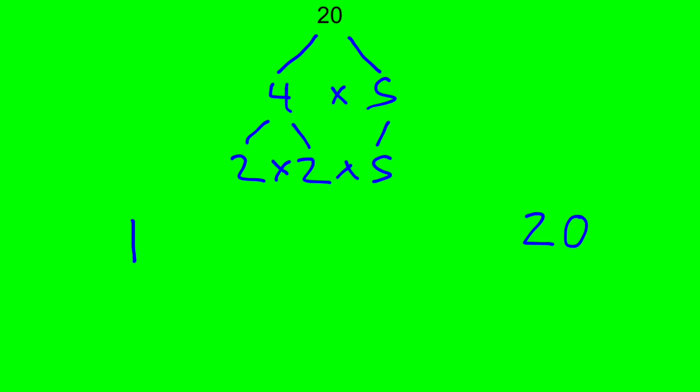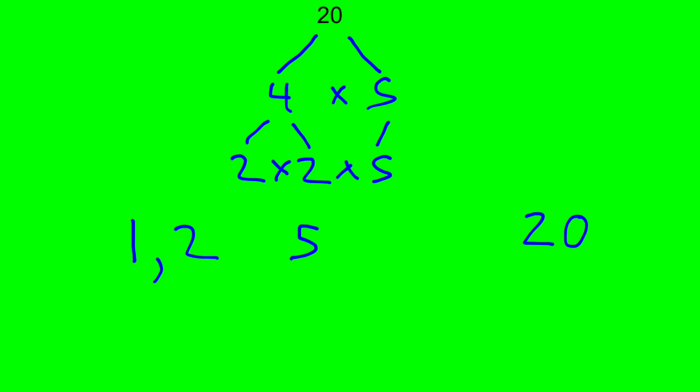Now, let's look at the single factors. There's a single 2, right? There's two 2s, so a single 2 is one of our factors. We have a single 5, so 5 must be one of our factors as well. Now I know there's a number in between here, so I'm going to leave a bit of space.